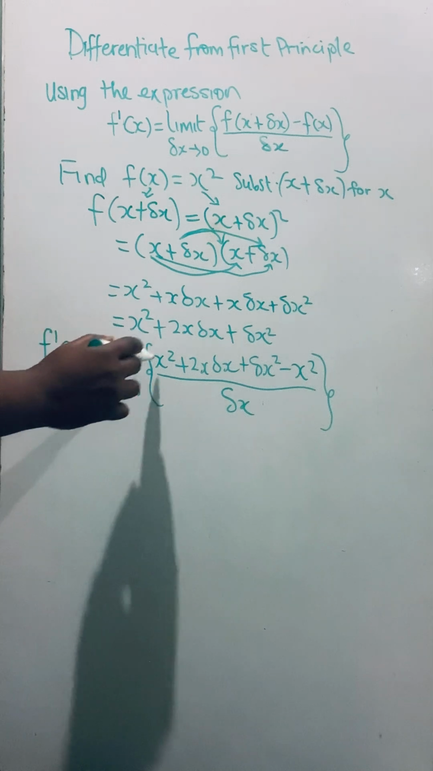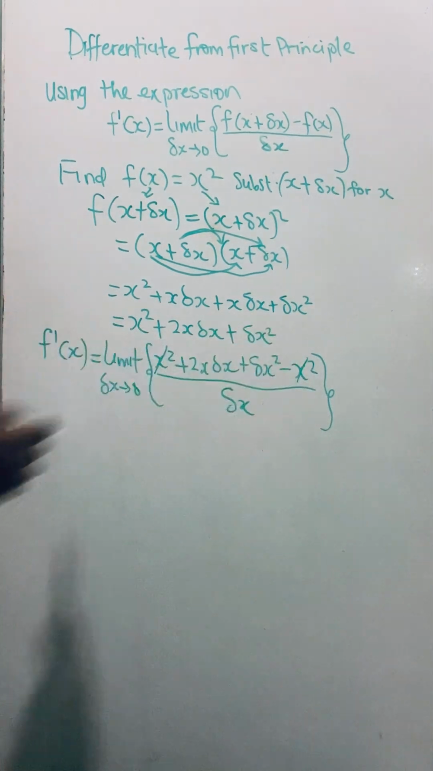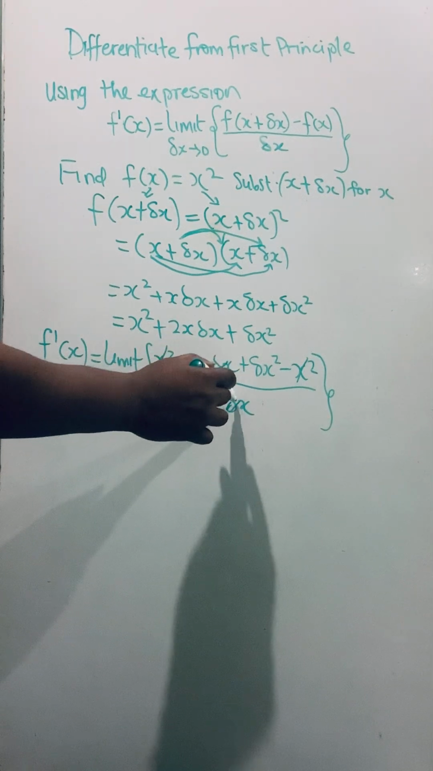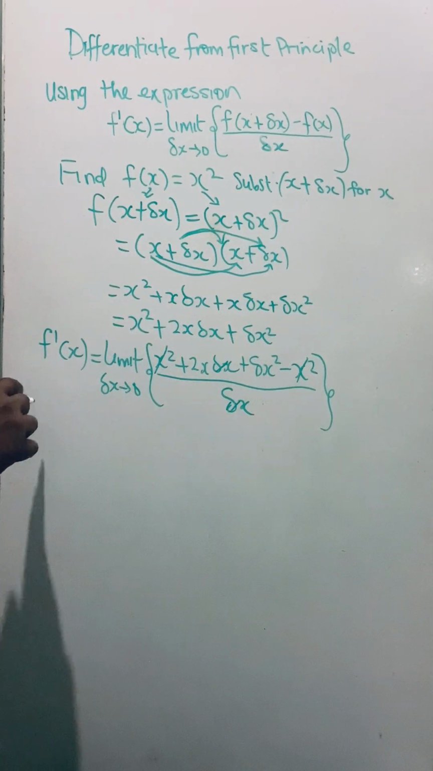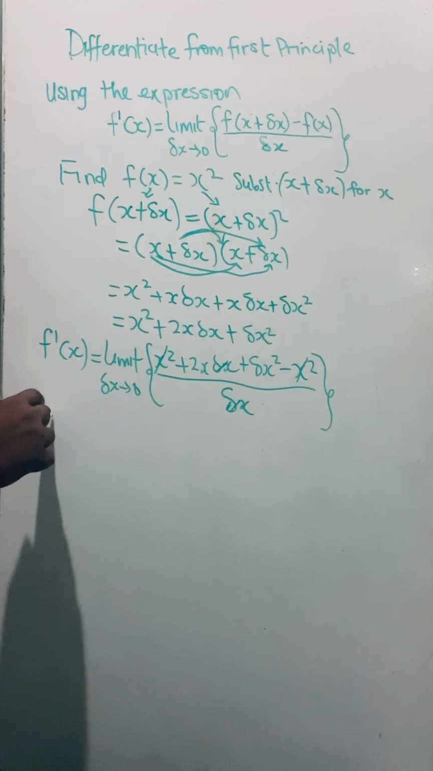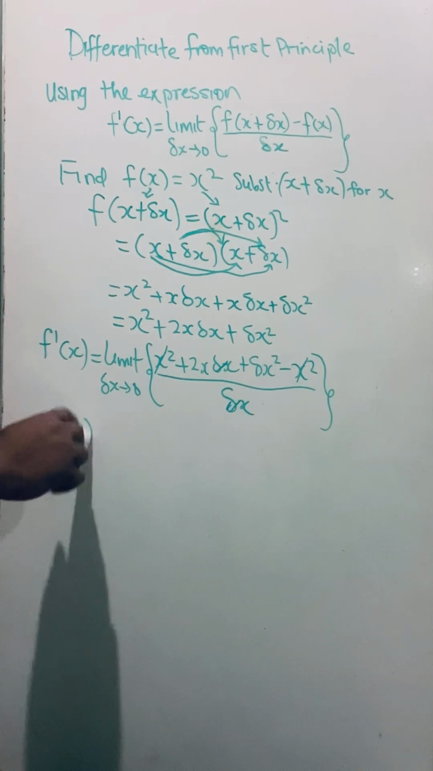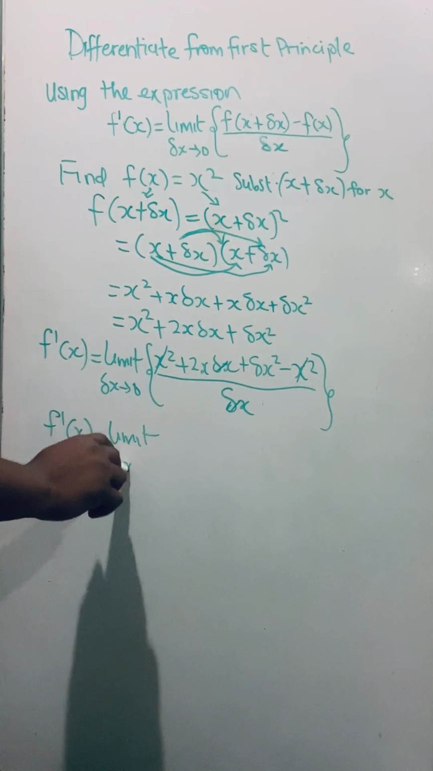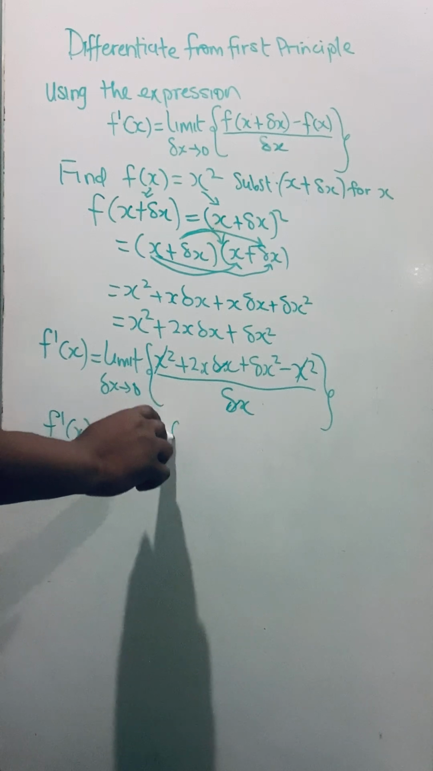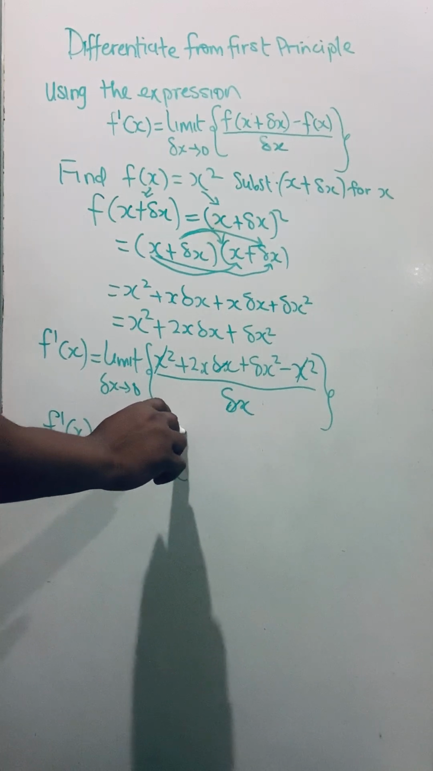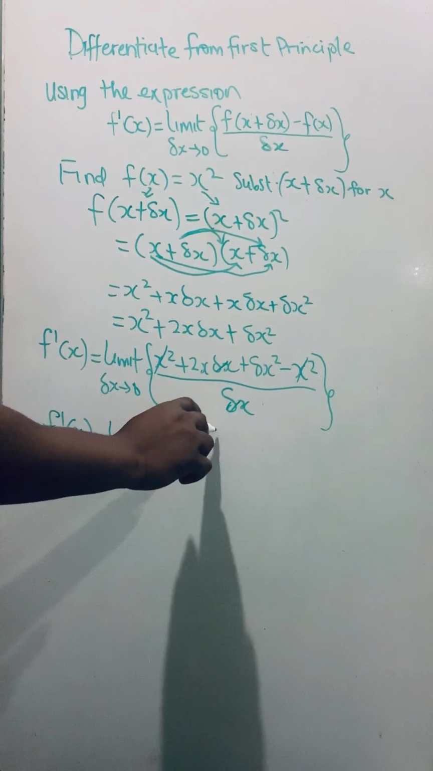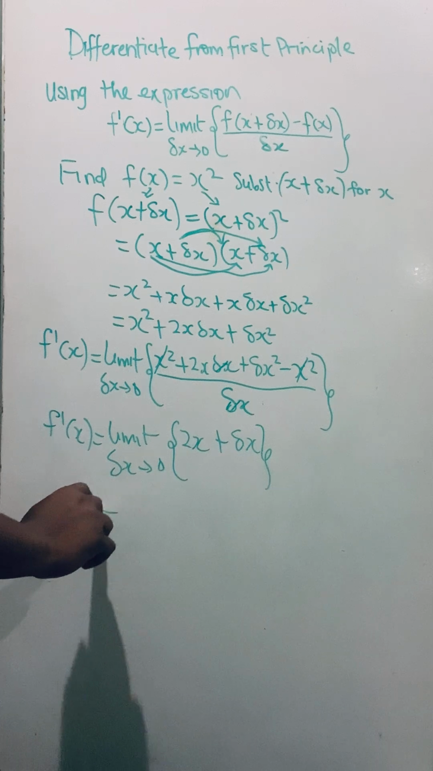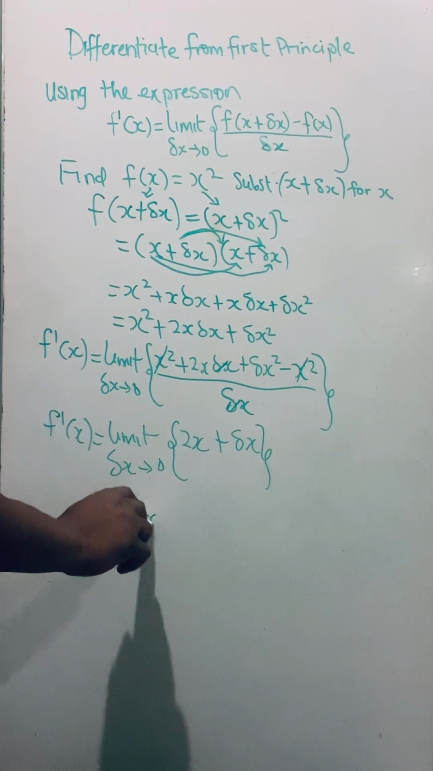Okay, so this x squared we cancel with this x squared, then delta x will cancel delta x here, another delta x will cancel another delta x here. So we are now left with f prime of x equals limit delta x tends to 0 of 2x plus delta x. So that's our answer. So our answer is equal to 2x.